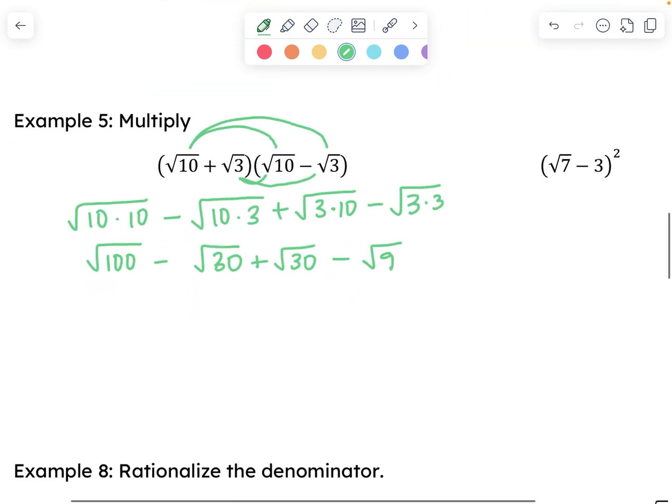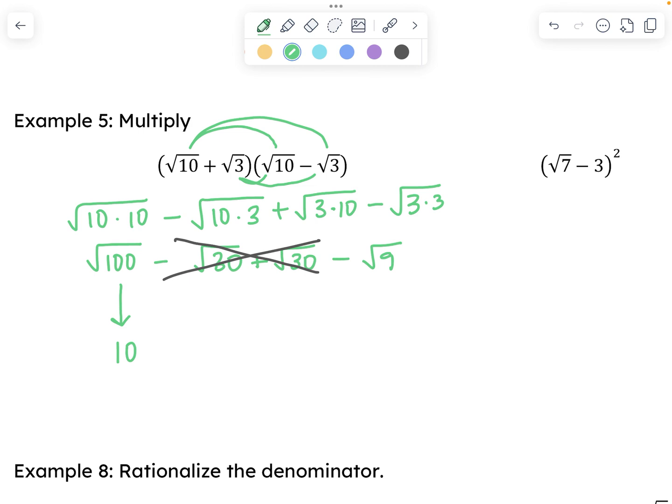Now I know that there's some stuff that you probably could have simplified in your head here. Totally get that. I'm just writing out all the steps to make sure that we can see everything that's happening here. And what you may notice is that our two middle terms, I have a minus the square root of 30 and plus the square root of 30 that are going to cancel out. Then the square root of 100 is 10. Then over here I have a minus the square root of 9 is just 3. So I'm looking at 10 minus 3, which gives me my answer of 7. So when I multiply all of this together, I get down to a nice, pretty whole number answer.